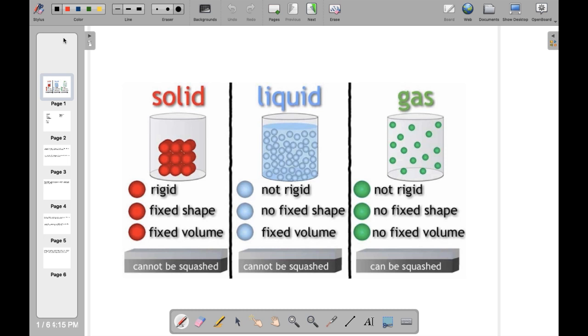Today we're going to have an introduction into gas laws. First, let's go over three different states of matter. Here we have a solid, liquid, and a gas.